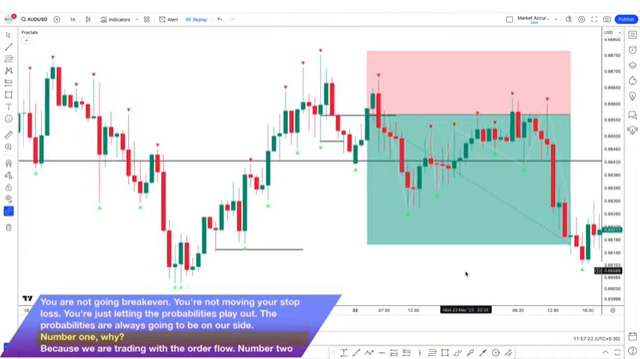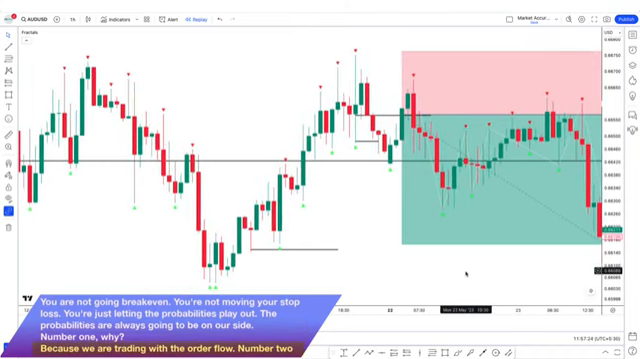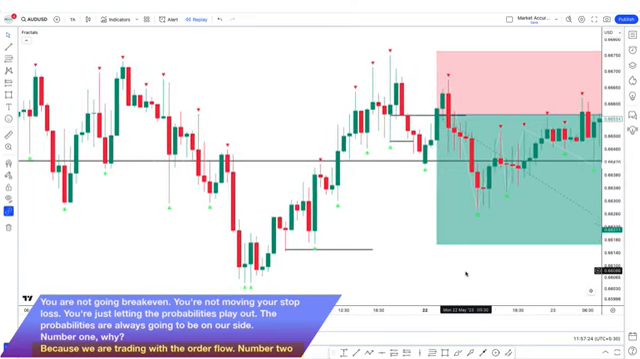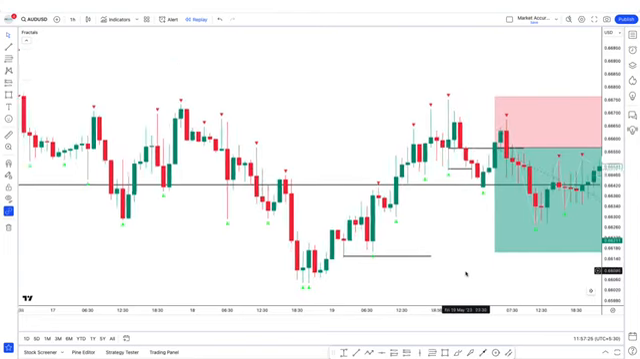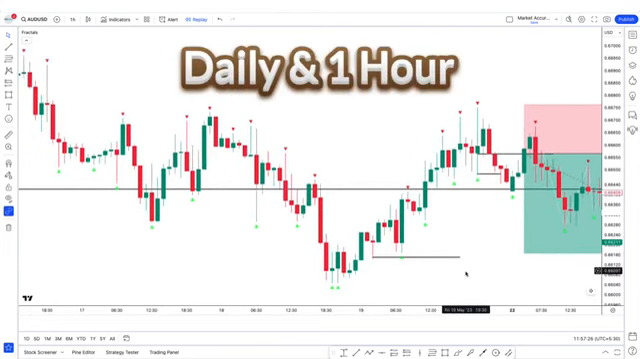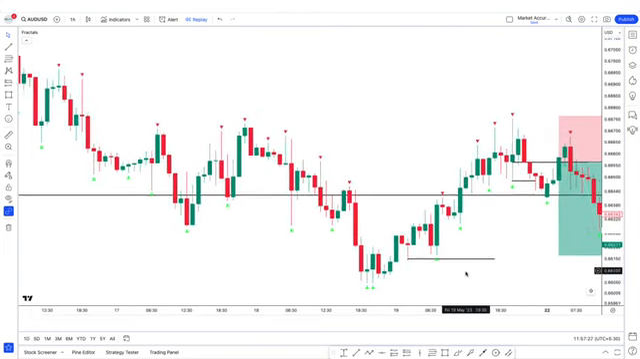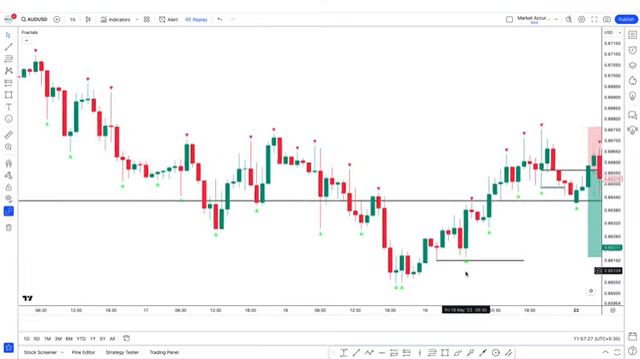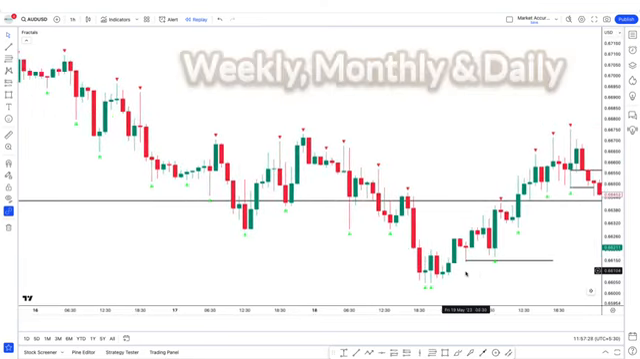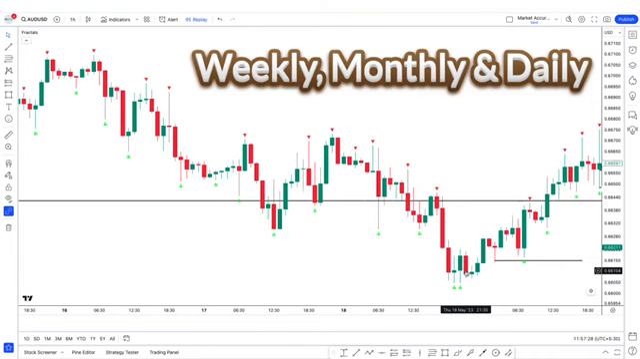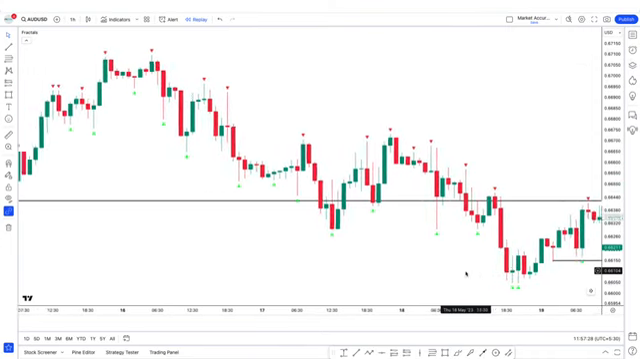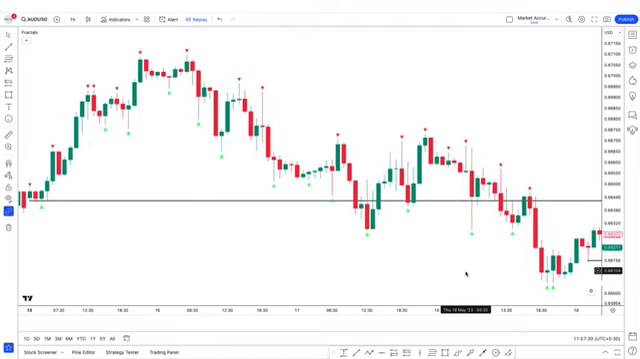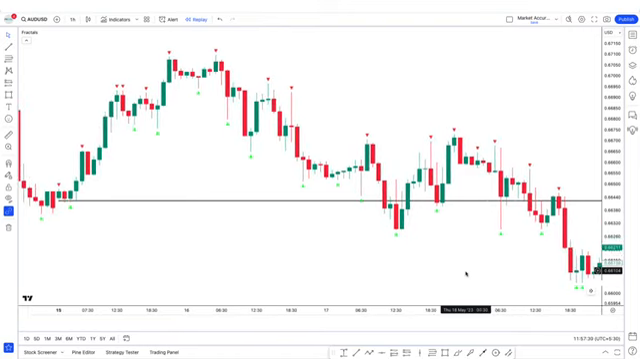Number 1, why? Because we are trading with the order flow. Number 2, we are also trading once we had the confirmation entry on the higher time frame. So daily and 1 hour is a higher time frame. Institutions and market makers, they only trade these 3 time frames: weekly, monthly and daily. Okay, we use the hourly because time is fractal, right? But the big boys are always looking at the higher time frames, order blocks.